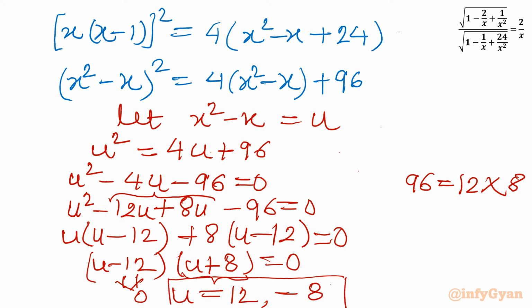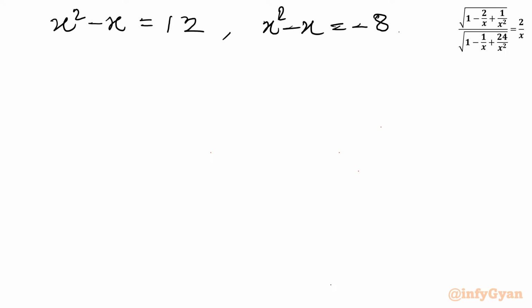So what was our substitution? It was x square minus x. Again we have to solve two quadratic equations. x square minus x is equal to 12, and x square minus x is equal to negative 8.